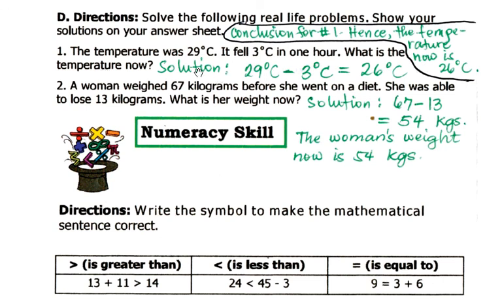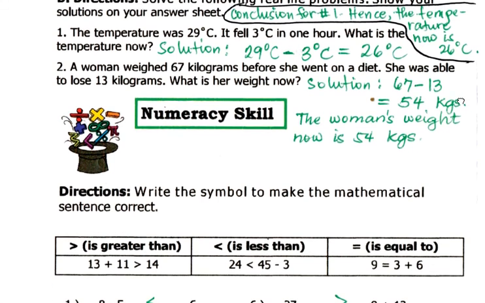So for the solution, 29 degrees Celsius is the given temperature, then it fell 3 degrees Celsius. That means it's negative 3 degrees Celsius. So that becomes 29 minus 3 is 26 degrees Celsius. And what is asked is, what is the temperature now, assuming that 1 hour had already passed. Hence, the temperature now is 26 degrees Celsius.